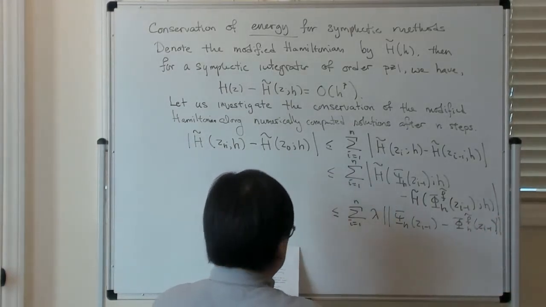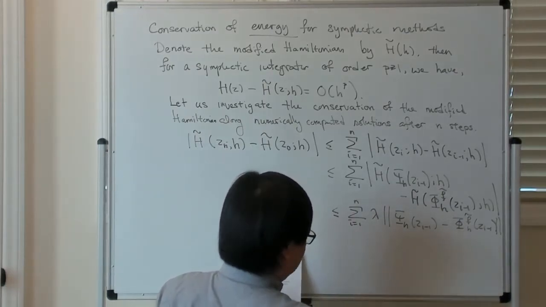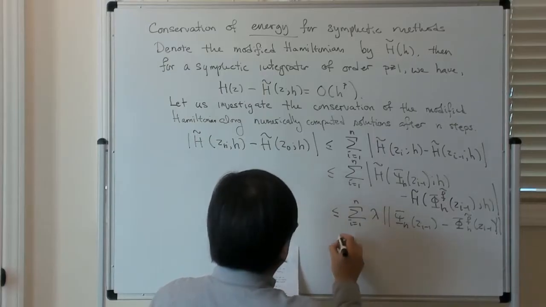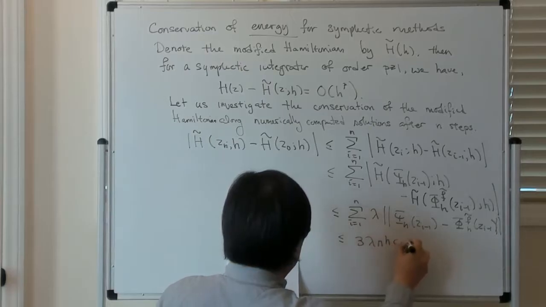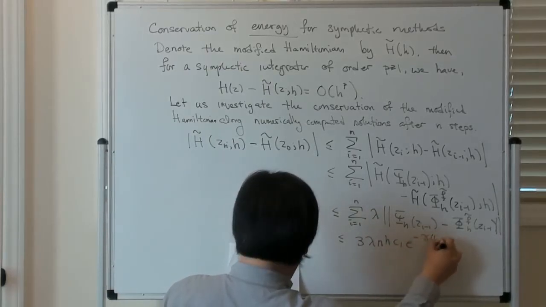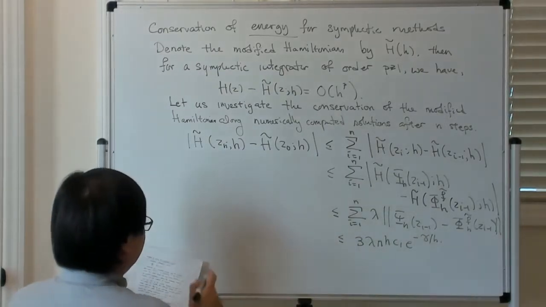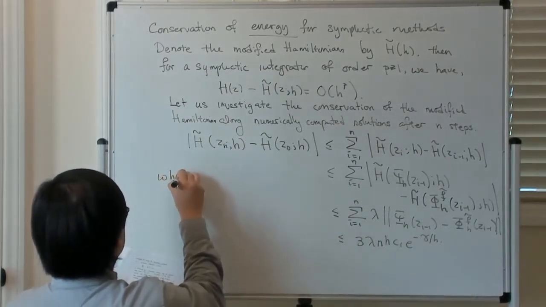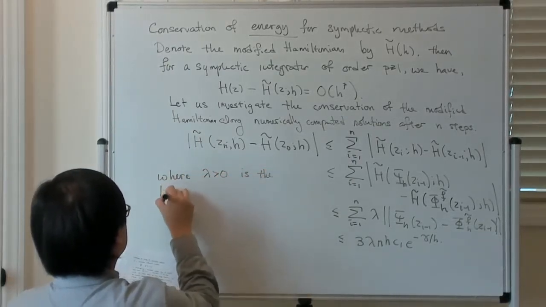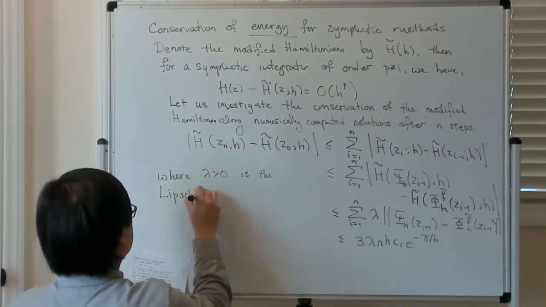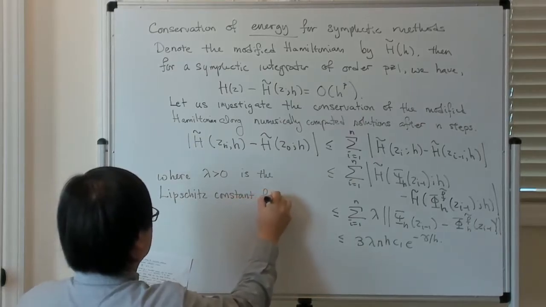All right, and then we have an estimate for this, that these things are exponentially small. So this is less than or equal to 3 lambda n h c1 e to the minus gamma over h. Again, this has to do with this exponentially small error, where lambda greater than 0 is the Lipschitz constant for H tilde.